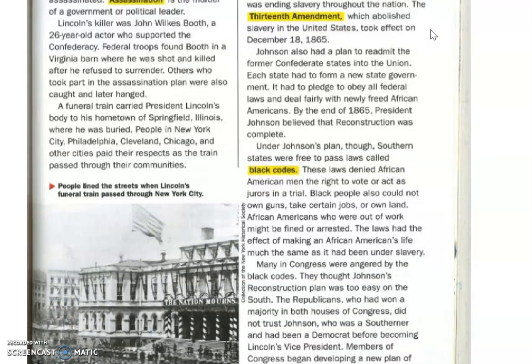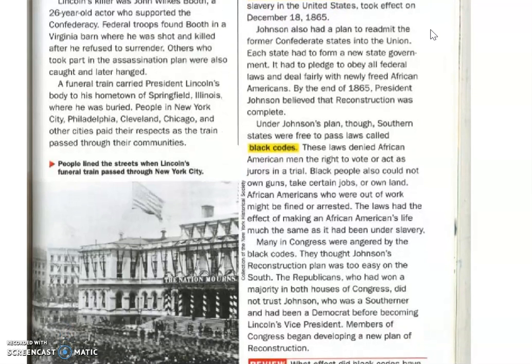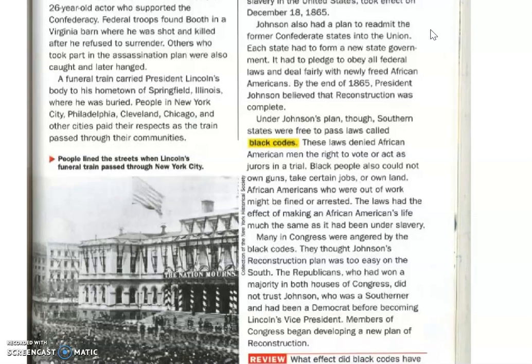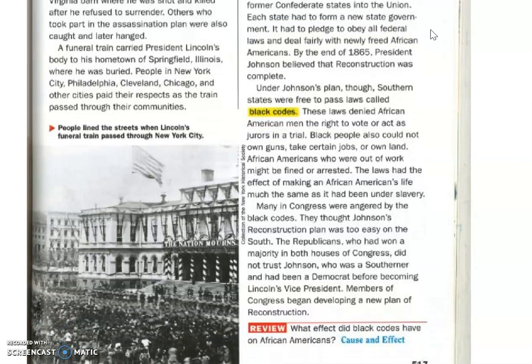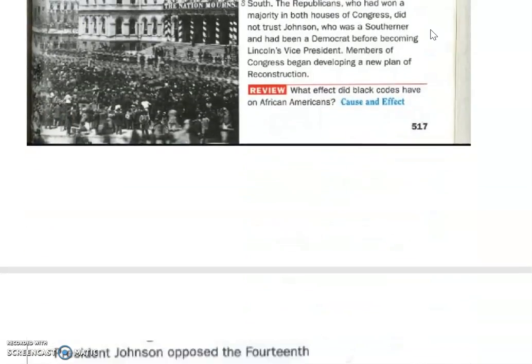Many in Congress were angered by the Black Codes. They thought Johnson's Reconstruction plan was too easy on the South. The Republicans, who had won a majority in both houses of Congress, did not trust Johnson, who was a Southerner and had been a Democrat before becoming Lincoln's vice president. Members of Congress began developing a new plan of Reconstruction.